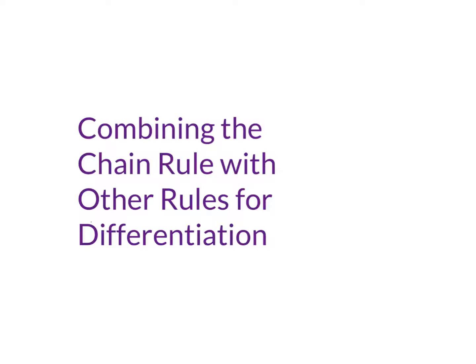In this final video on the chain rule, we'll look at combining the chain rule with the other rules that we've learned for taking the derivative. So let's look at the problem. f of x is equal to (2x + 1) to the 5th power times (3x - 2) to the 7th power.